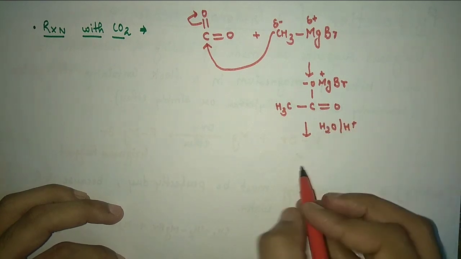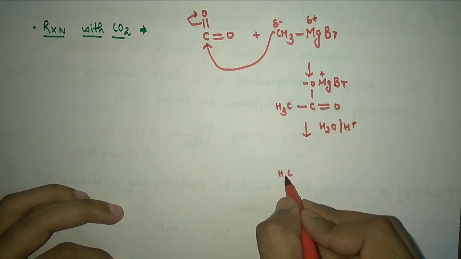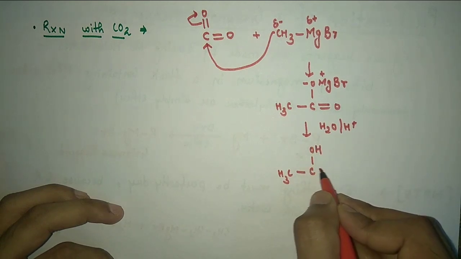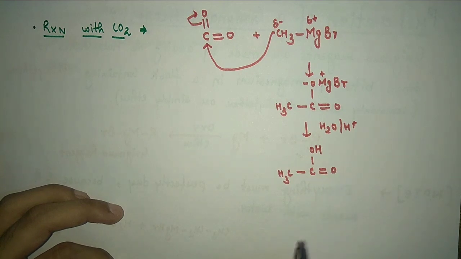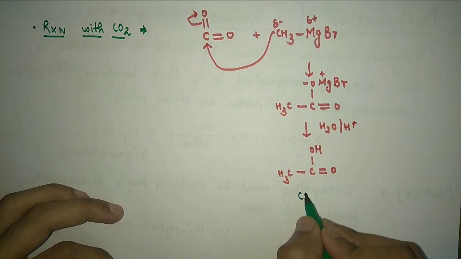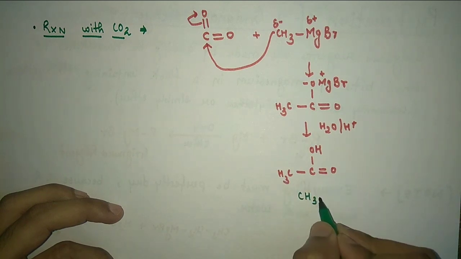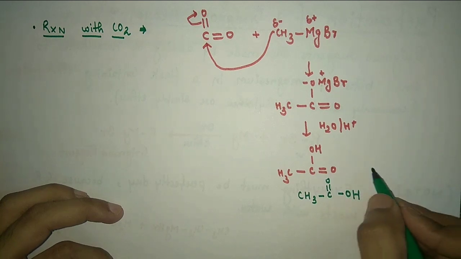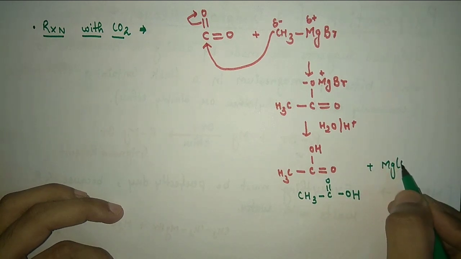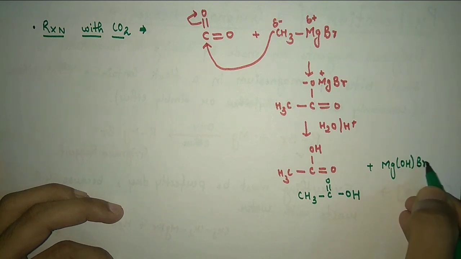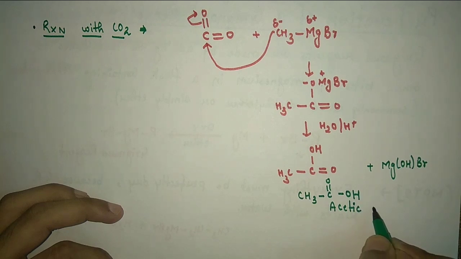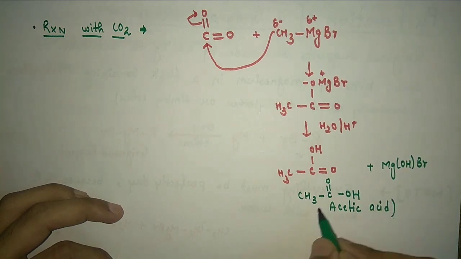So the next step will be the hydrolysis in the presence of acidic medium. Okay, so what will happen? This O minus will accept a proton and becomes OH. This is C double bond O. So what is forming as the product? This is acetic acid, CH3, C double bond O, and this is OH, and MgOHBr is releasing as a byproduct. So when we react CO2 with our Grignard reagent, we get acetic acid as a product.